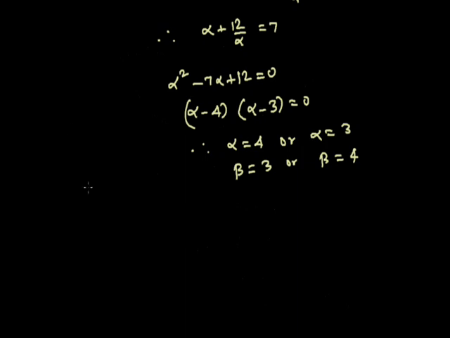Therefore zeros are 3, 4 and -2. So these are the zeros of this polynomial.